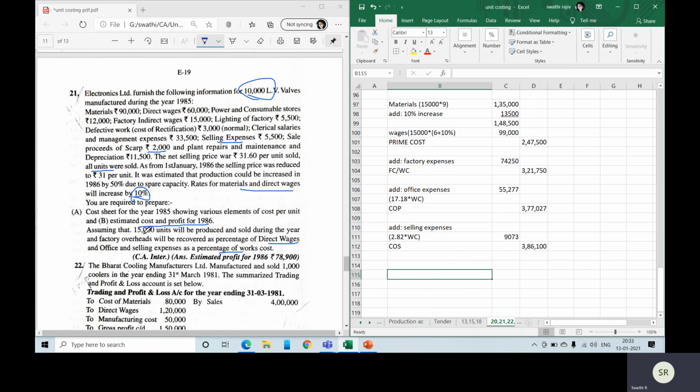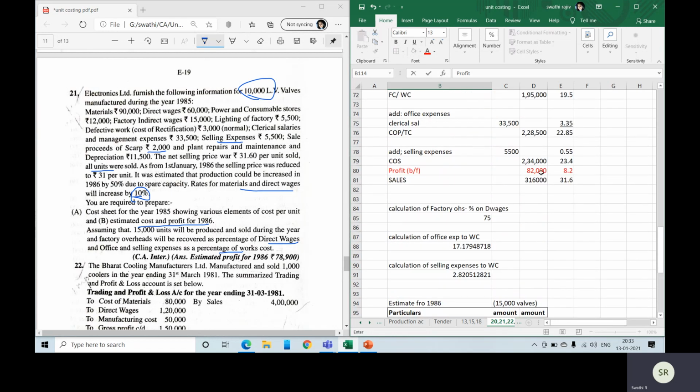But then they have asked you to find out, not all this, they have asked you to find out estimated cost and profit for the year as well, 1986. So for that you need to know the sales value. And here you will have profit. Now here, how do we find it out? Similar to, we have already done this question. 82,000, we can find out what the profit percentage is. 82,000 divided by 1000 into 100. It is 25.9, 26%. We'll just take it as 26%.